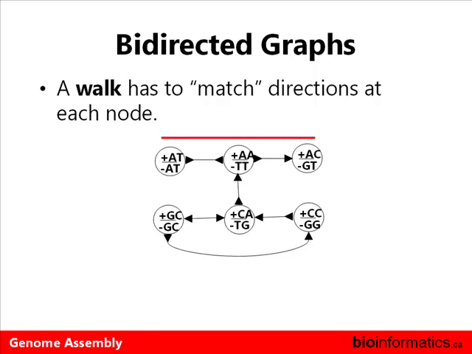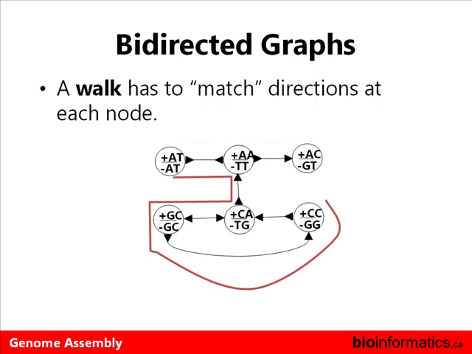The key thing in order to figure out walks in bidirectional graphs is that you always have to balance your edges. If you go into a node on something pointing out, you have to leave on something that's pointing in. So from here, you can go down, but you can't go straight. And from here, you can go down as well, but you can't go straight. You can see this will spell out a string of DNA. This will be GT, TT, TG.